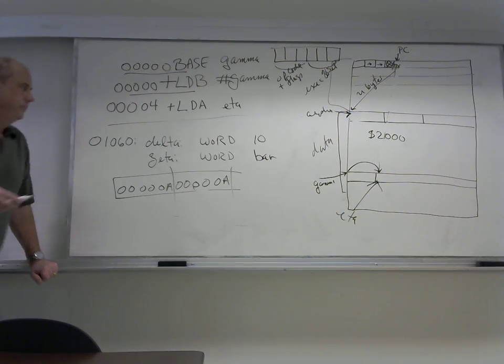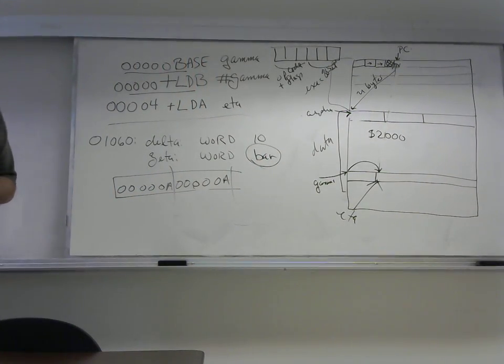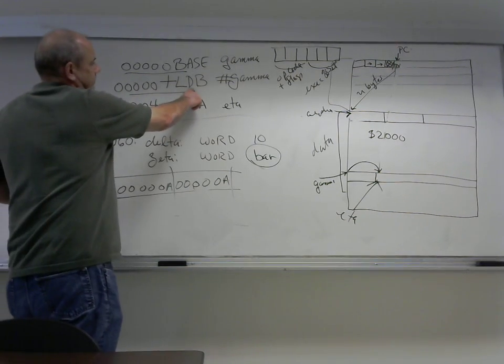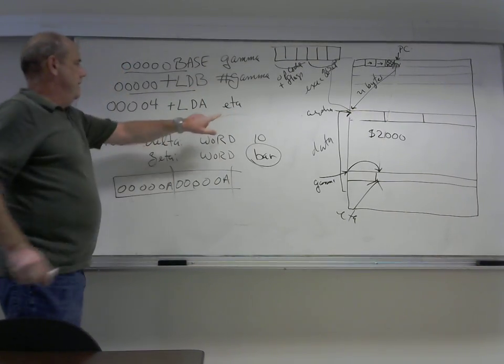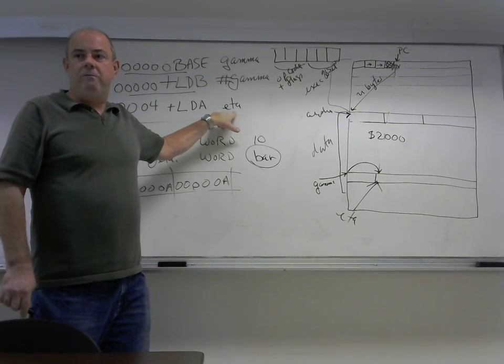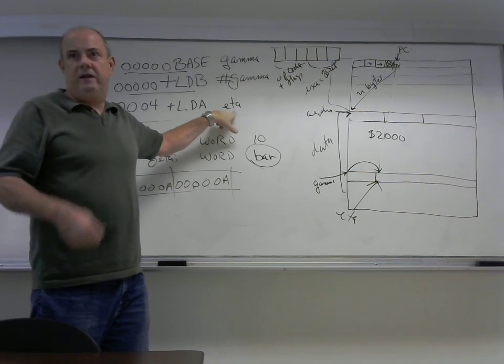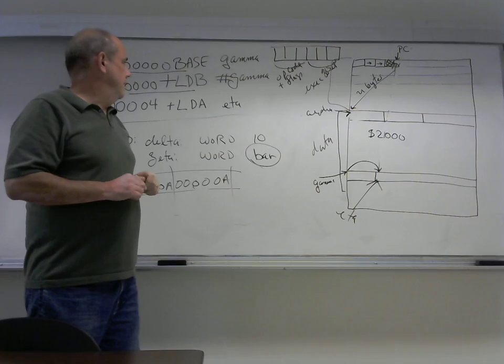In other words, if you have a label there instead of a number, then you have to go look it up and replace it with the number in the symbol table. In the operand field, if there is a label, a user-defined symbol, then you go look it up and replace it with the number. That's what the assembler does, right?